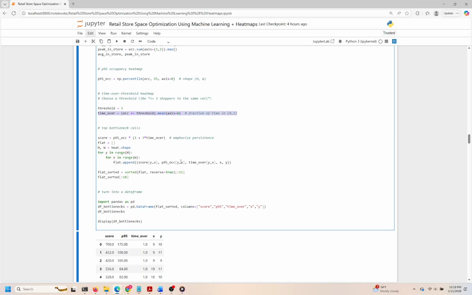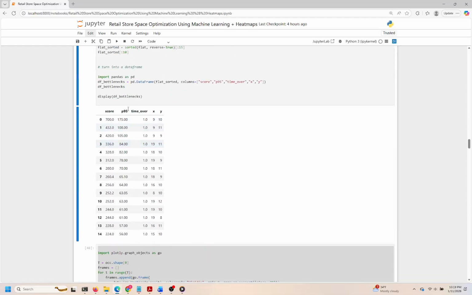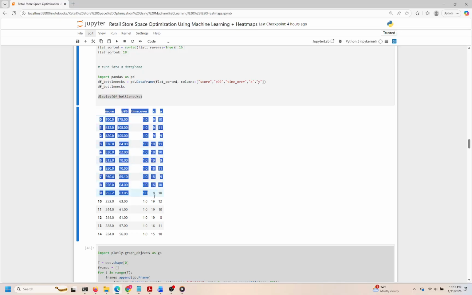To highlight these bottleneck areas quantitatively, we compute a score that combines the 95th percentile occupancy and the duration of high occupancy. This leads us to create a sorted list of these bottleneck cells for later examination. Finally, we convert this data into a pandas data frame for clearer insights and easy manipulation. This lays the groundwork for effective decision-making regarding space management and optimizing customer flow. As we transition to the next cell, we will likely explore ways to visualize this bottleneck information or analyze it further to derive actionable strategies.